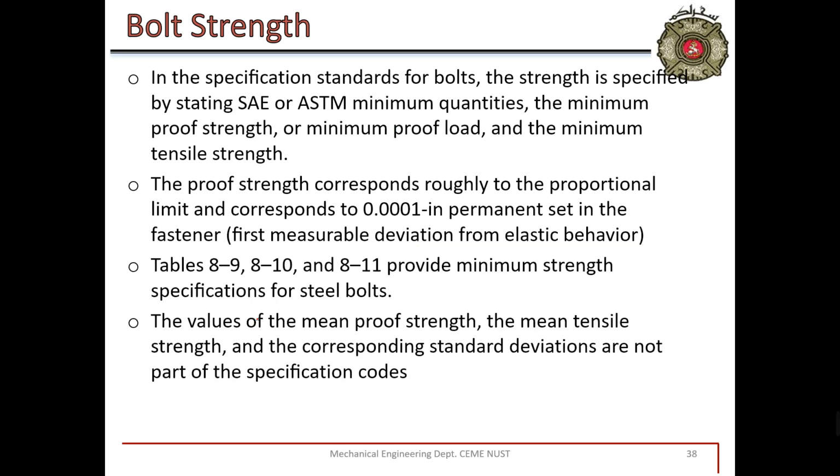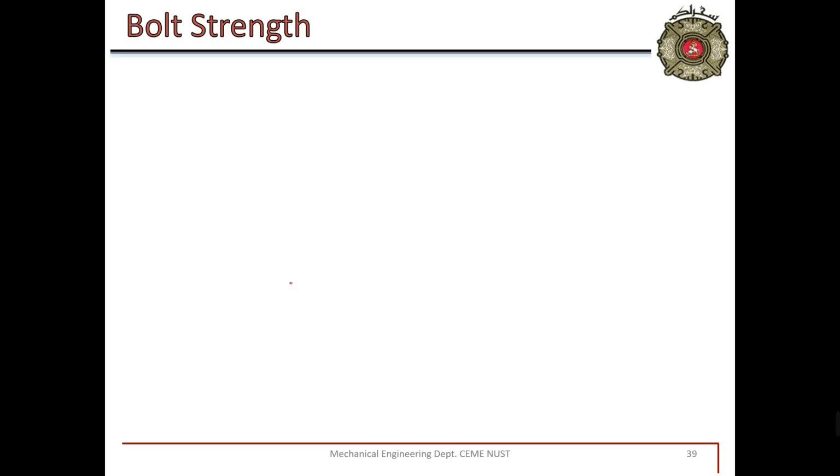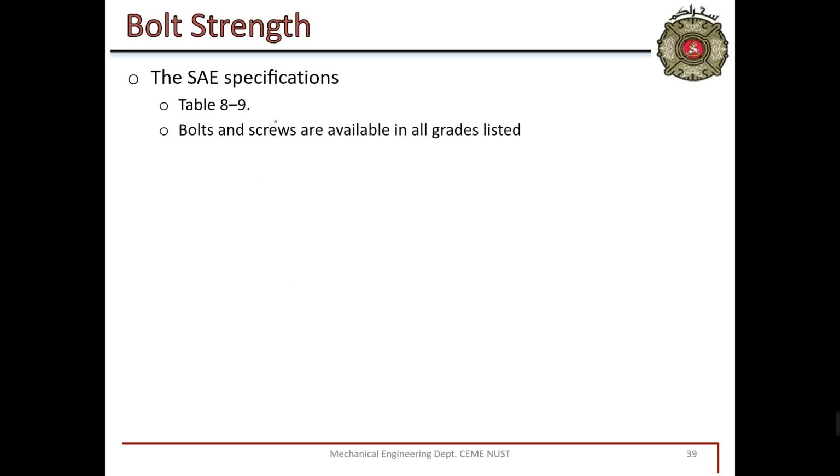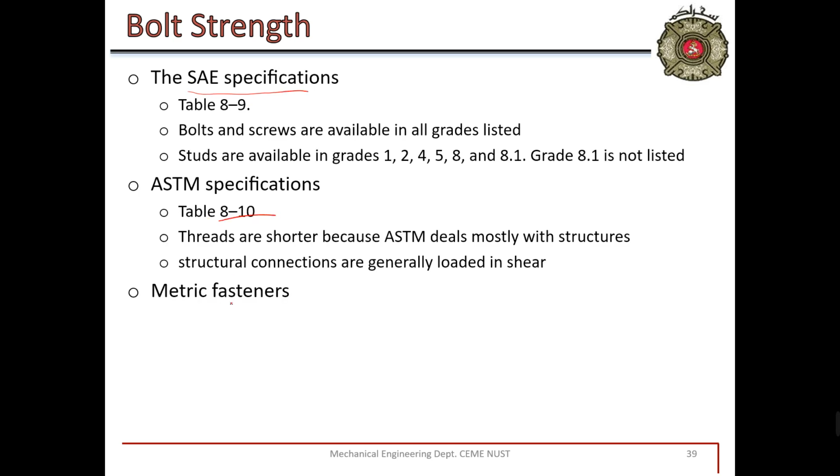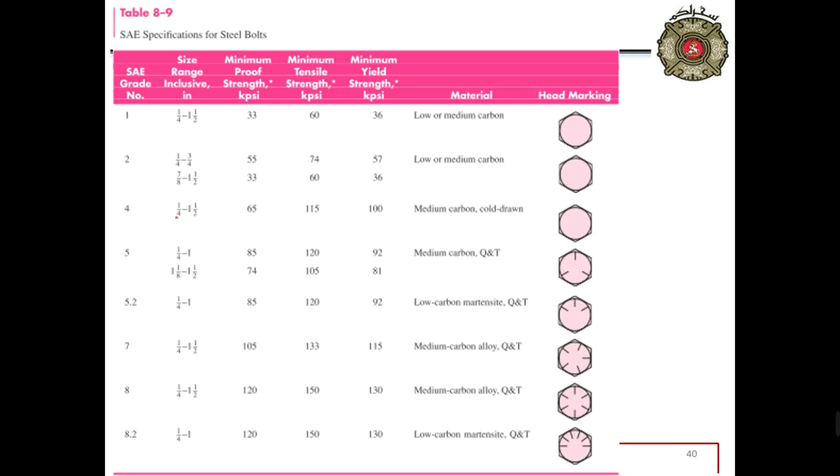For that, we have in the book Table 8.9, 8.10 and 8.11. These three tables give you different types of strength values. For example, Table 8.9 is for SAE specification, Table 8.10 is for ASTM specification, and for metric specification you have Table 8.11.